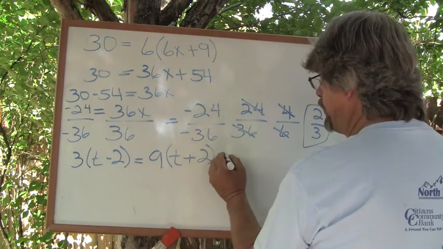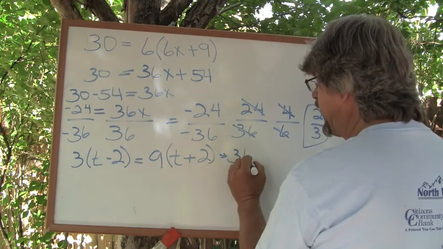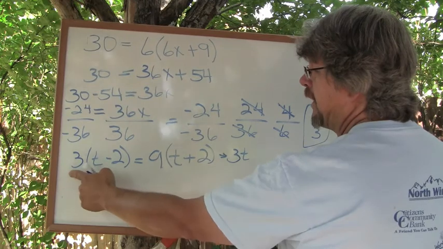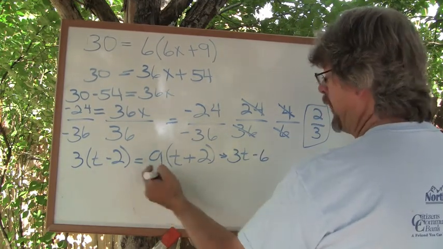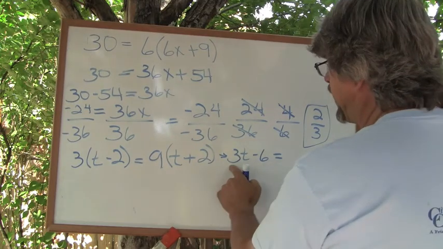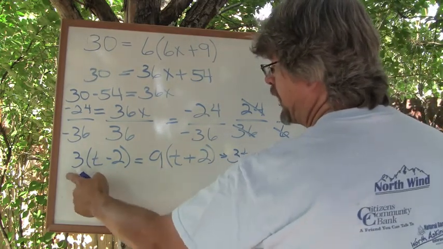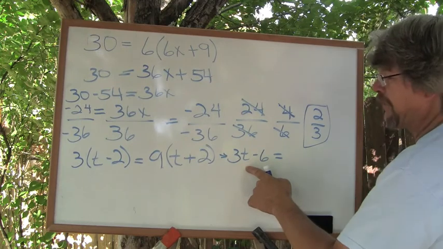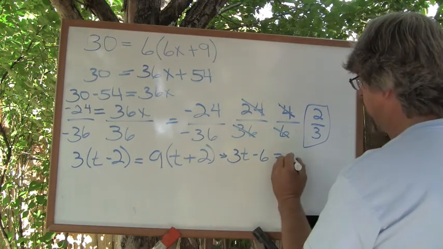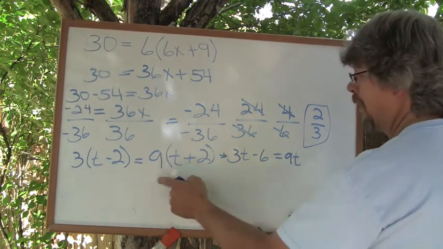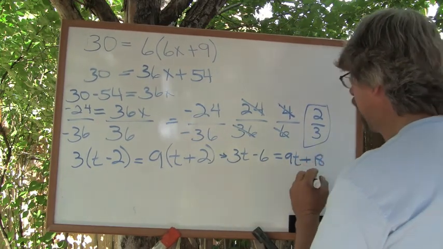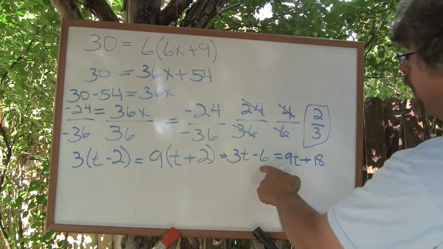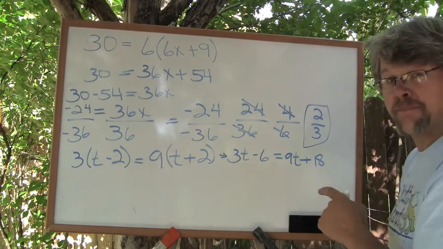This is going to be 3t, 3 times t, and 3 times negative 2 is negative 6. Notice this gets rid of the parentheses because we've distributed it in. And then this is 9t plus 9 times 2, which is 18. So now we have the expression 3t minus 6 equals 9t plus 18.